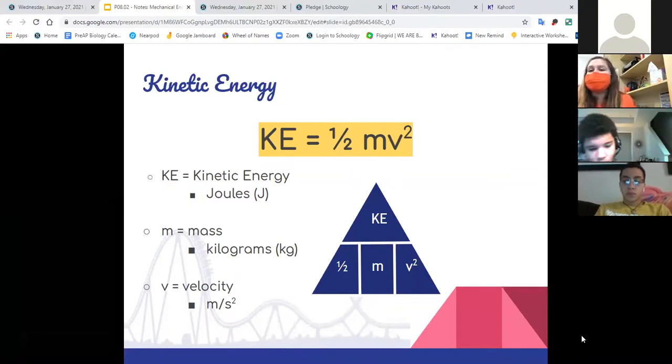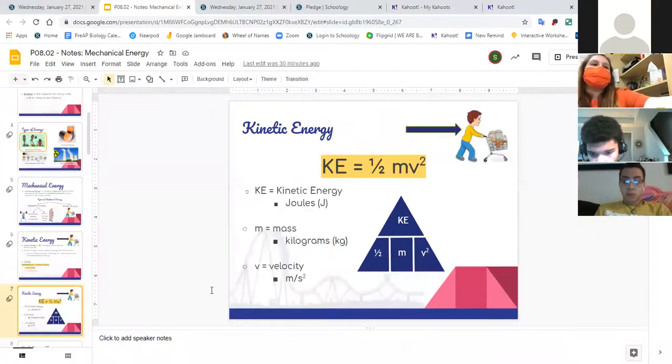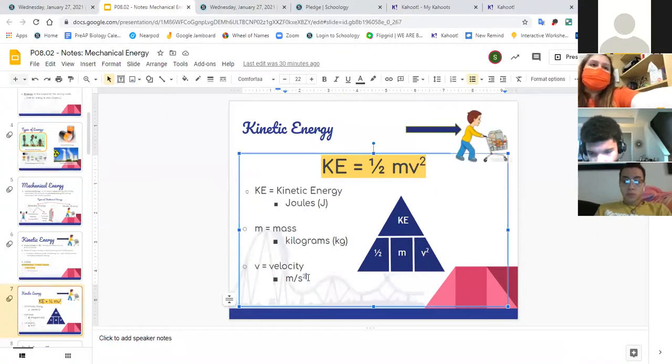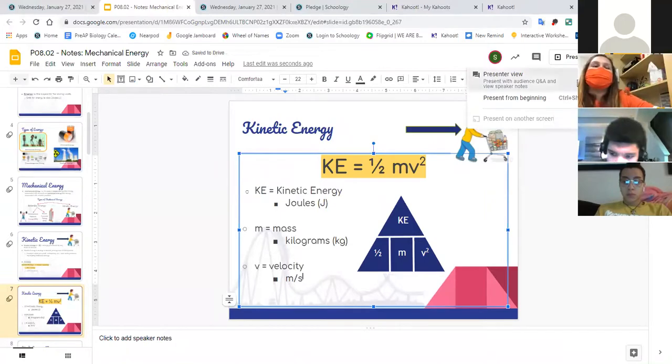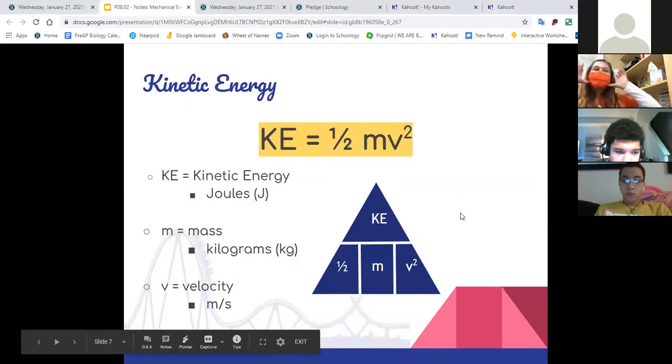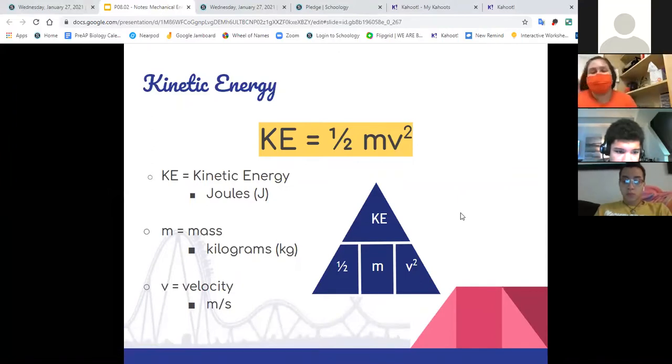We already know mass is measured in kilograms and velocity is meters per second squared. Oh, just kidding, it's not. It's just meters per second. Acceleration's meters per second squared. Yes, I messed up. Sorry for that typo. Good job though. Yes, acceleration's meters per second squared. Velocity is just meters per second.